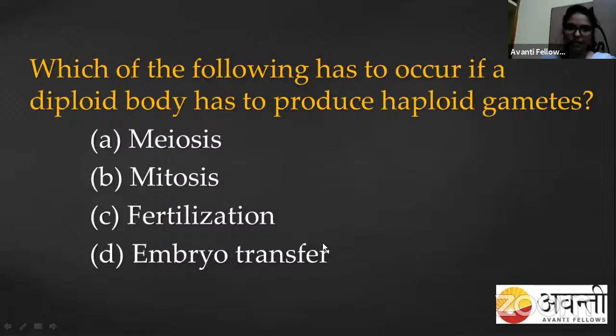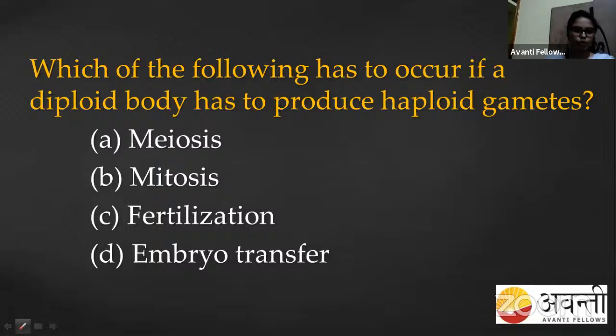So the result is something like this. 94% of people have chosen option A and 6% of people have chosen option B. Okay, and nobody has chosen C and D. I'm very happy to see that. Okay, so let us discuss which is the correct answer for this question.